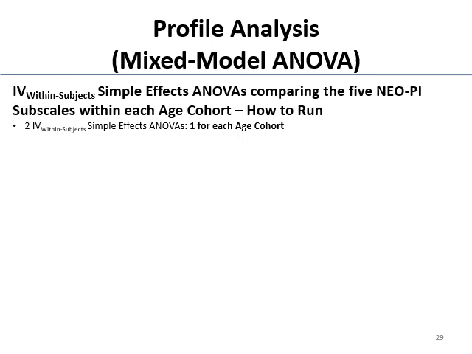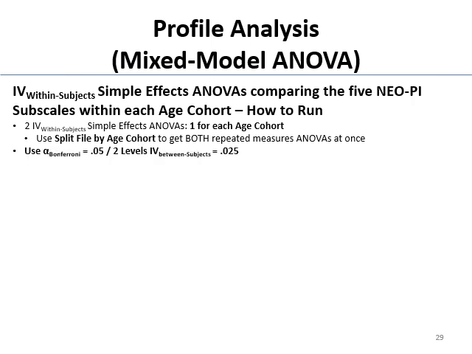So to get this, we have to do two simple effects ANOVAs, repeated measures, one for each age cohort. And we're going to trick SPSS into doing it by doing something called split file. So it's outside of the main analysis that we did for the profile analysis. We're going to do something called split file by age cohort. What split file does is repeat anything you do subsequently for each level of the split file variable, in this case, age cohort. So you'll get a separate thing for young and a separate thing for old. We'll use a Bonferroni corrected alpha level of 0.025. That's 0.05 divided by two levels of the between subjects independent variable.